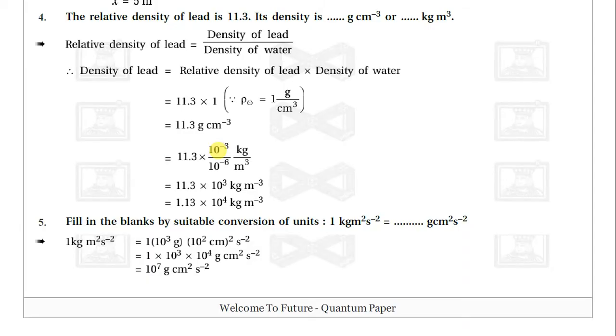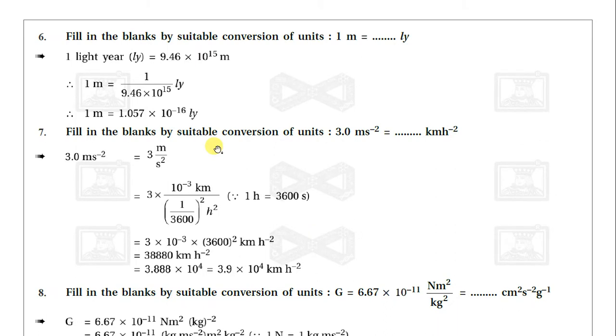See here, fill the blanks by suitable conversion of unit: 1 kilogram meter square second raised to minus 2 is equal to blank gram centimeter square second raised to minus 2. So 1 kilogram meter square second raised to minus 2 is equal to 1 into 10 raised to 3 gram into 10 raised to 2 centimeter square into second raised to minus 2. So we will get the value equal to 10 raised to 7 gram centimeter square second raised to minus 2.